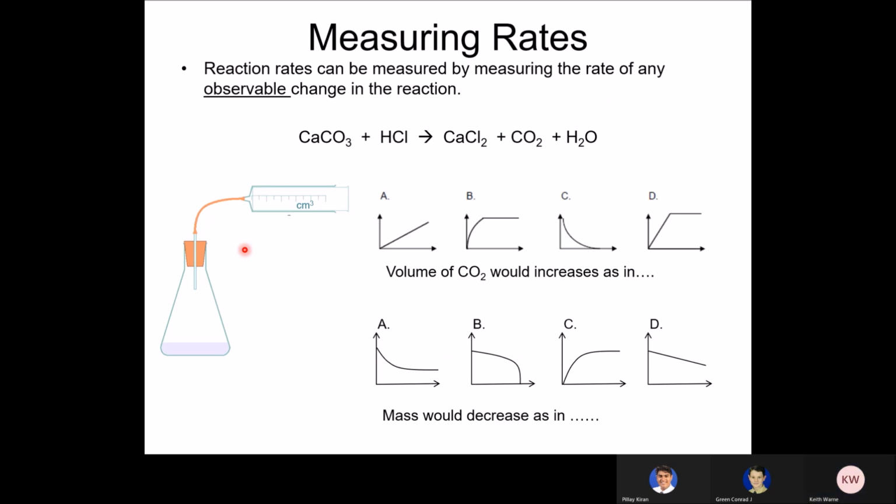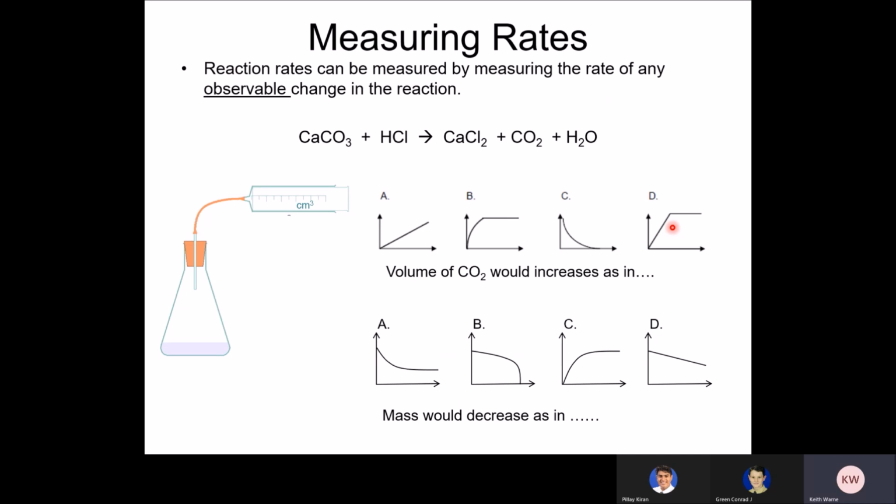All right. So we were speaking about this one, and we said different ways that you can measure the rate of reaction. Here's two examples in front of you. If you were measuring the volume of CO2 for this reaction as the reaction was proceeding, and you drew a graph of the volume of CO2, what do you think the graph would look like? Would it be A, B, C, or D? Don't shout out, think about it for yourself.